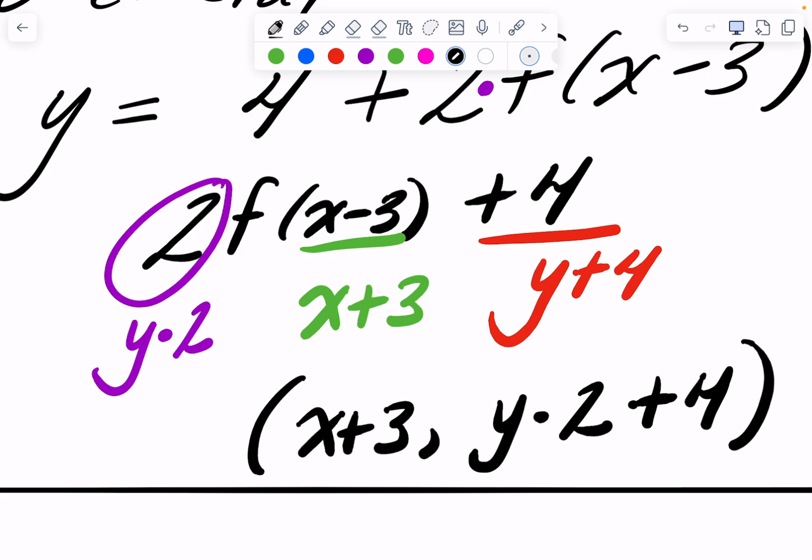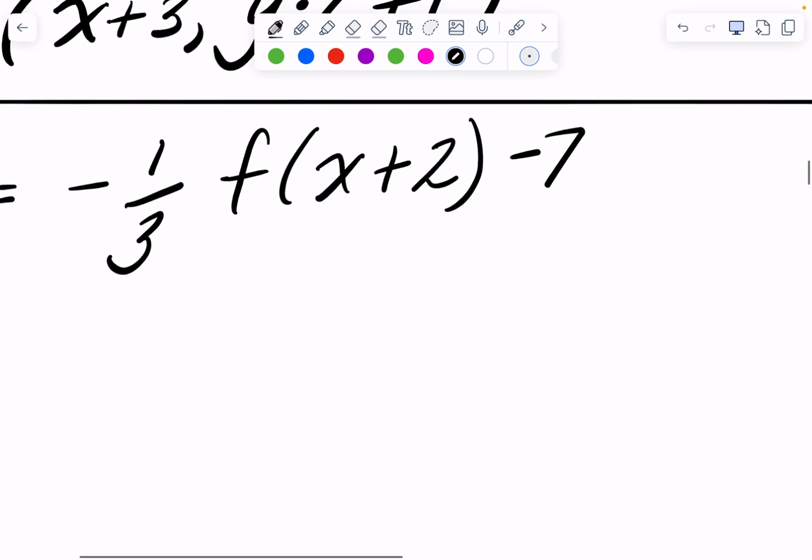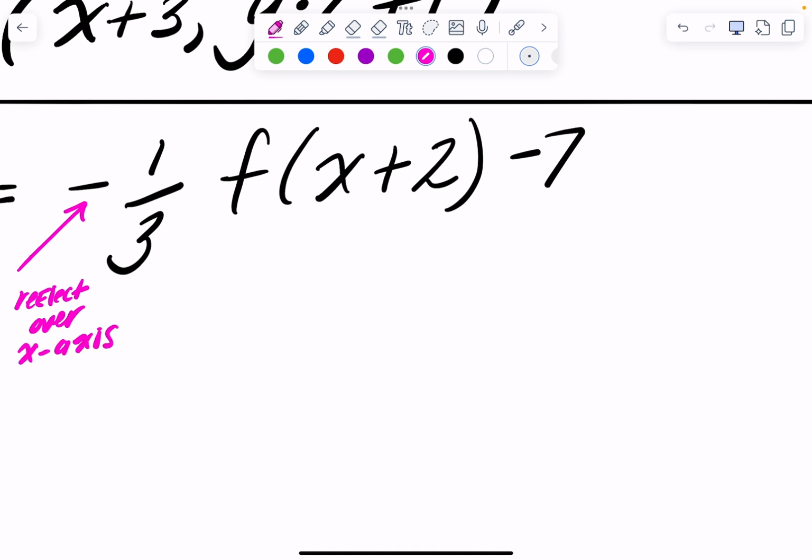Okay. All right, looking at this one. These are almost too easy, really. Okay, let's verbalize it. You would say reflect over the x-axis. It's memorization. Way to memorize it.